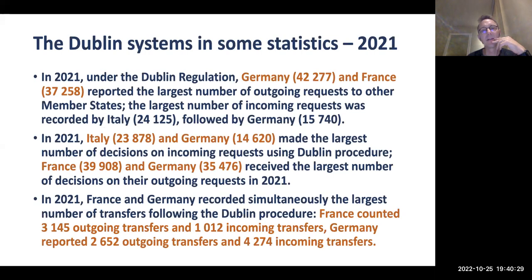Then also Italy and Germany made the largest number of decisions of incoming requests, which is interesting. But in the end, and that's very important, I would like to draw your attention to the actual transfers. If you see the transfers, France counted 3,000 outgoing transfers. Germany only 2,000 outgoing transfers that effectively have been transferred to Italy.